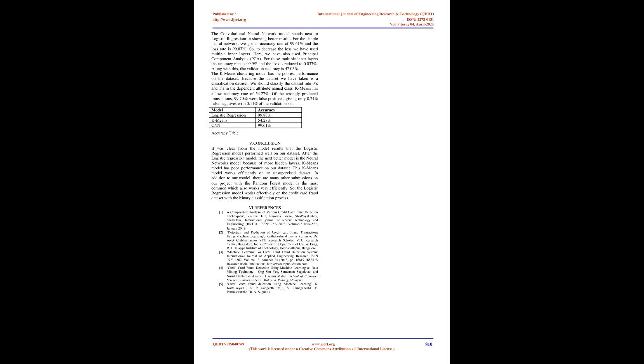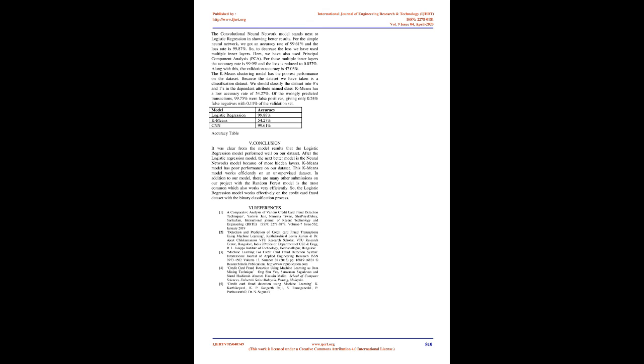For the simple neural network, we got an accuracy rate of 99.61% and the loss rate is 99.87%. So, to decrease the loss we have used multiple inner layers. Here, we have also used principal component analysis, PCA. For these multiple inner layers the accuracy rate is 99.9% and the loss is reduced to 0.037%. Along with this, the validation accuracy is 47.05%.